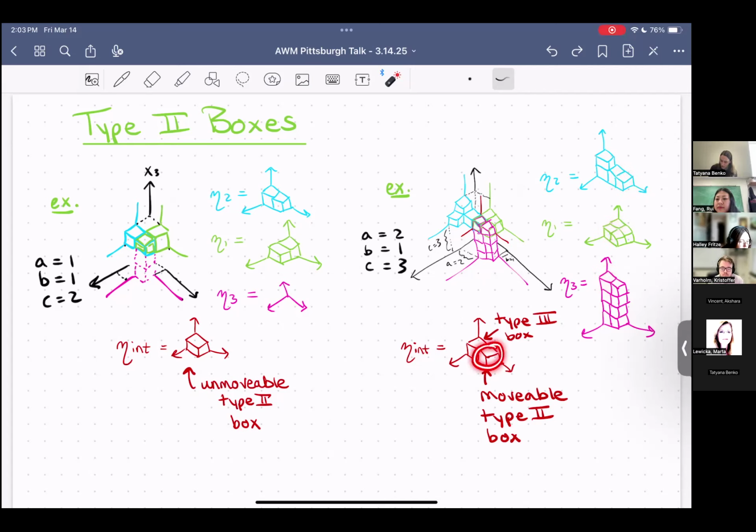And then I also have a movable type 2 box. So this came from Eta 2 here. And one, two, oh no, it's not an Eta 2, sorry. It's an Eta 1 and Eta 3. But I could move that and put it into Eta 2 instead. I could take it out of Eta 3 and put it in Eta 2, for example. Okay.